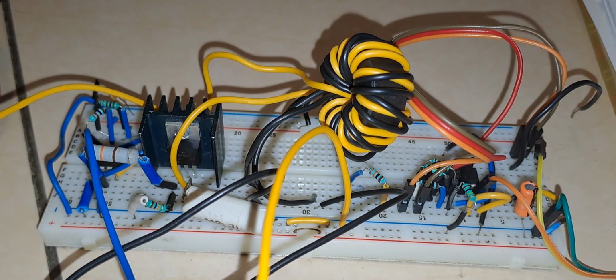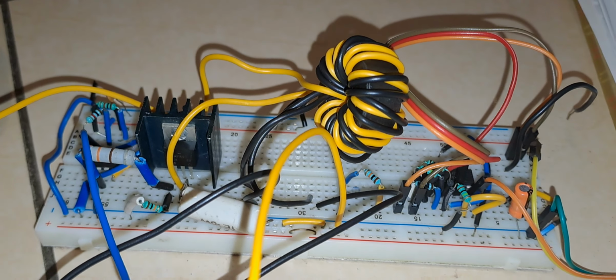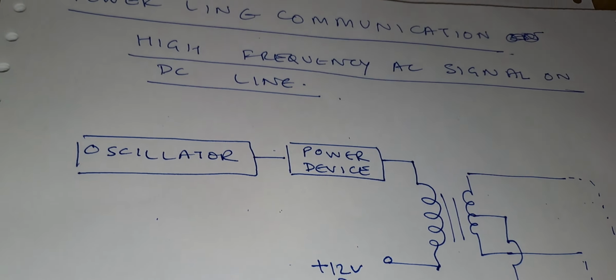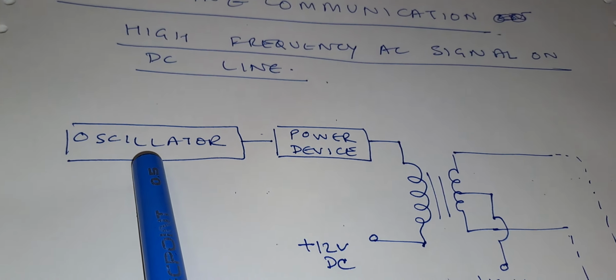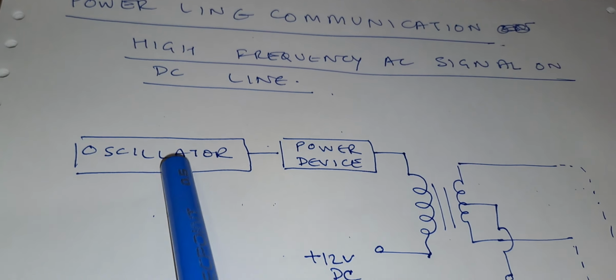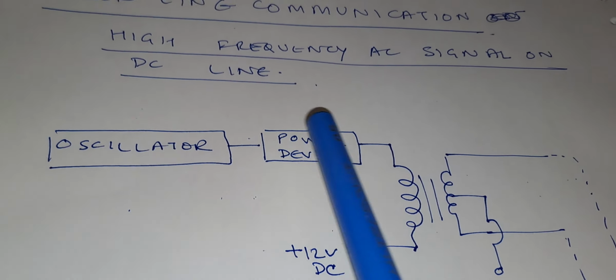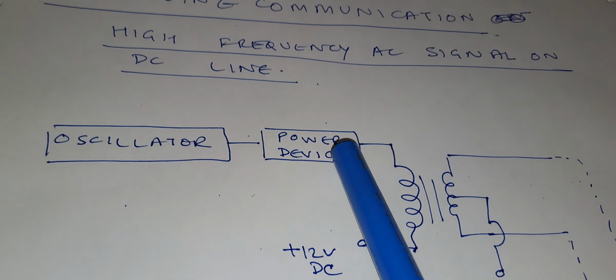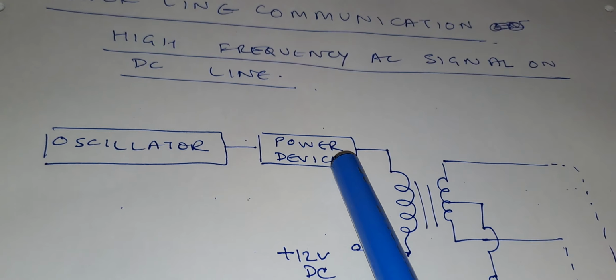First I am going to describe the block diagram of the circuit. As you can see here, there is an oscillator. I am using a 555 timer in the oscillator block. The oscillator output is driving a power device. I am using IRF840 as a power MOSFET.